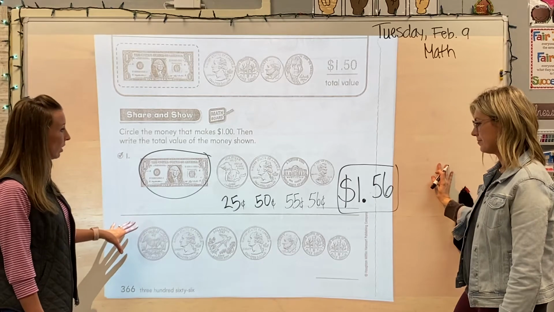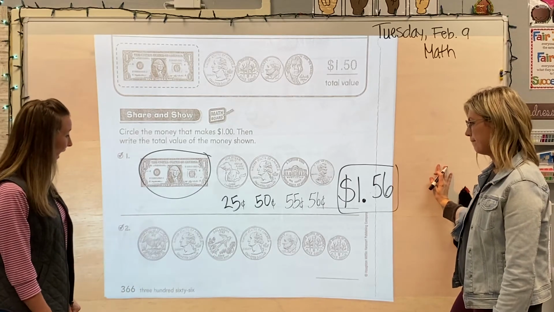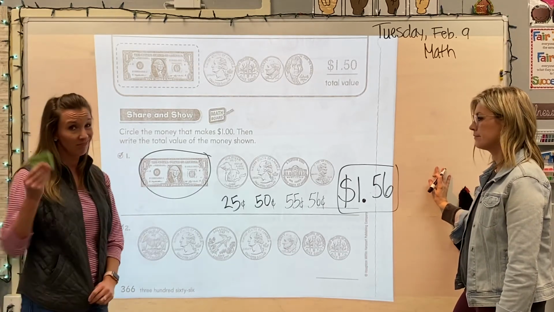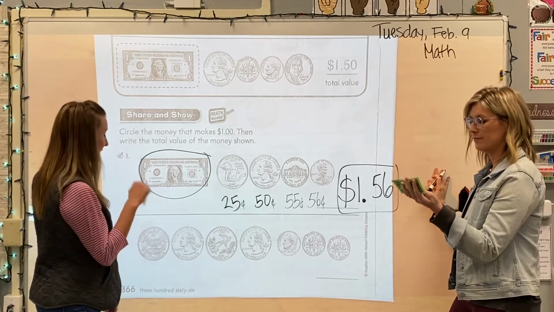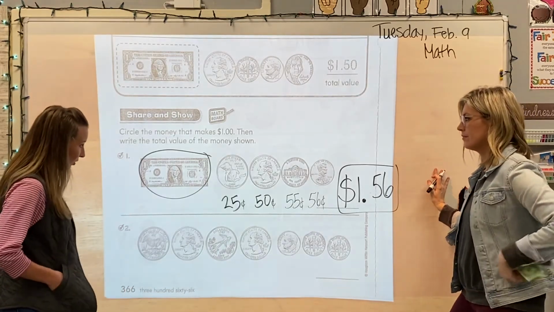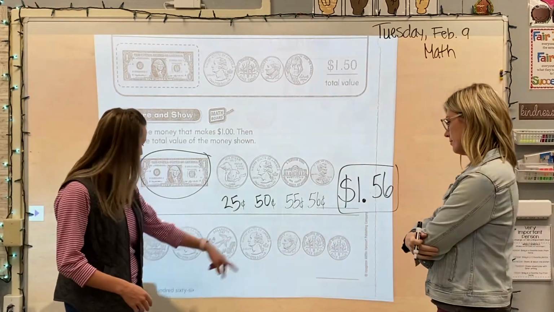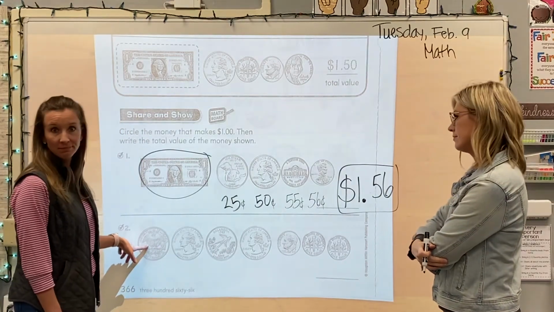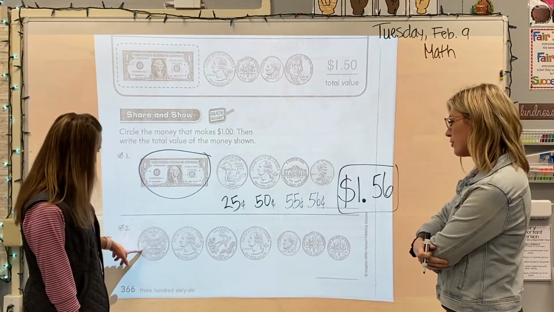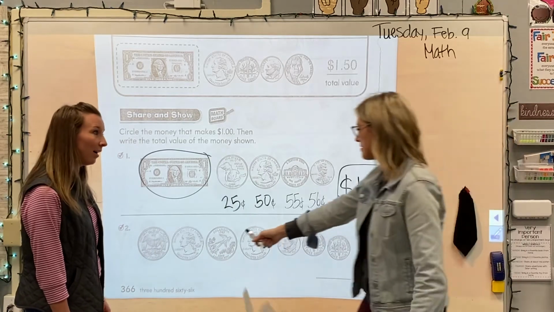Why don't we try one more together? This time, there are no paper dollar bills up there. So instead, I am noticing that there are 4 large coins, and believe it or not, they gave us an old quarter and a new quarter on the same page.